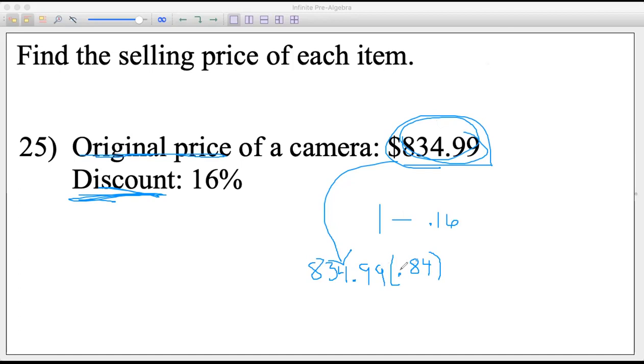You just multiply these two numbers together and that's it, you're done. Like I said, this one's only ugly because it's $834.99. The formula is take the original number, which is $834.99, and multiply it by 1 minus the percent, written as a decimal, which is 0.84. Multiply it by the original number and you're done. It's not friendly numbers.